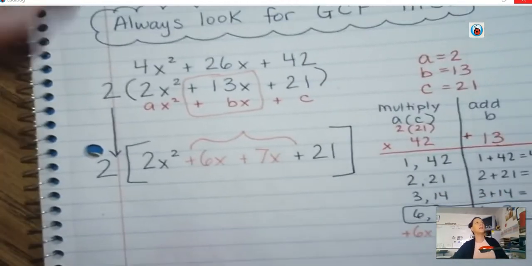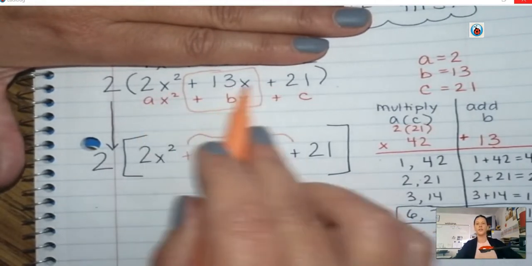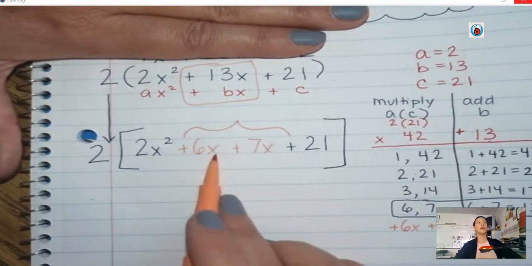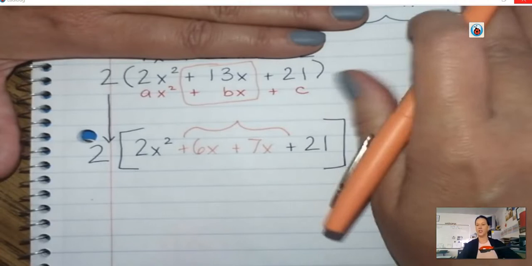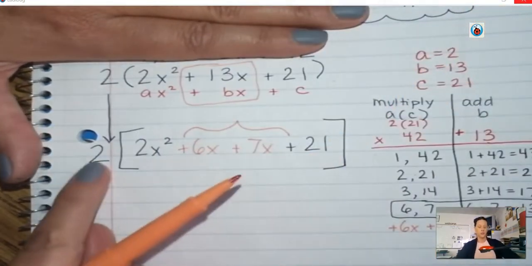Okay, so all we did is we took this equation, and instead of there being 3 terms inside, there's 4 terms inside. But they still say the same thing, because 6x and 7x is still 13x. So I haven't changed anything, I just reworded it kind of. Don't forget the 2 in front.